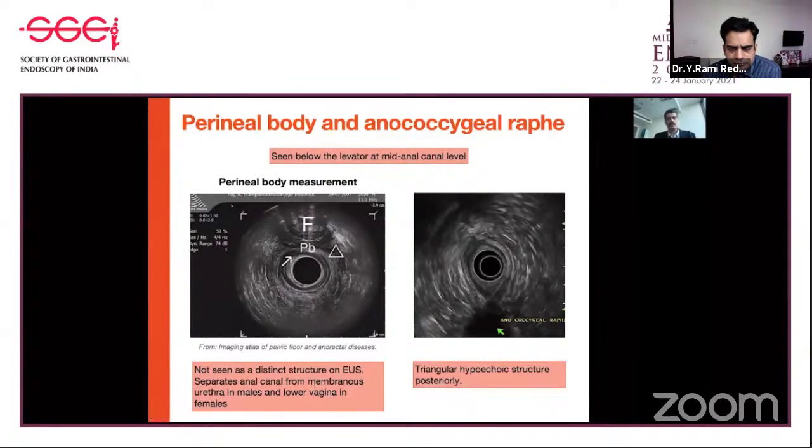It is not seen as a distinct structure on US, but it separates the anal canal from the membranous urethra in males and lower vagina in females.